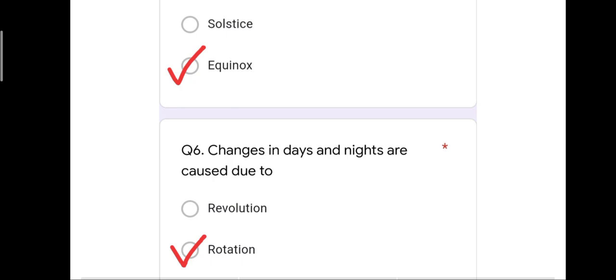As we all know, earth rotates, and due to the spherical shape of the earth, only half of the earth gets light and the other half remains in darkness. So the portion that faces the sun experiences daytime and the portion away from the sun experiences nighttime. So change in day and night happens due to rotation, and revolution causes changes in seasons. So here the correct answer is rotation.